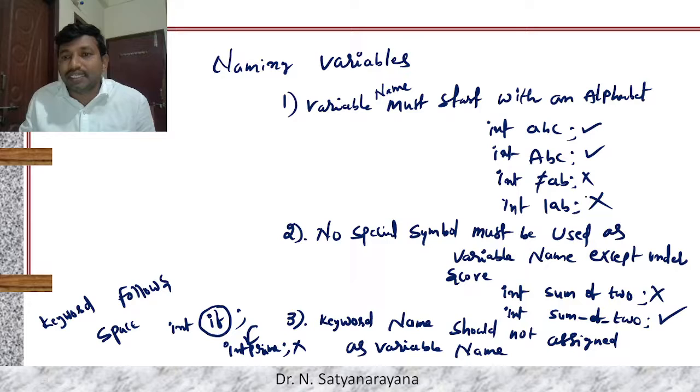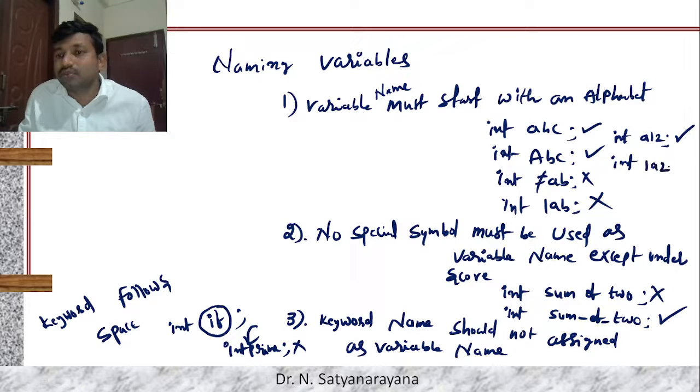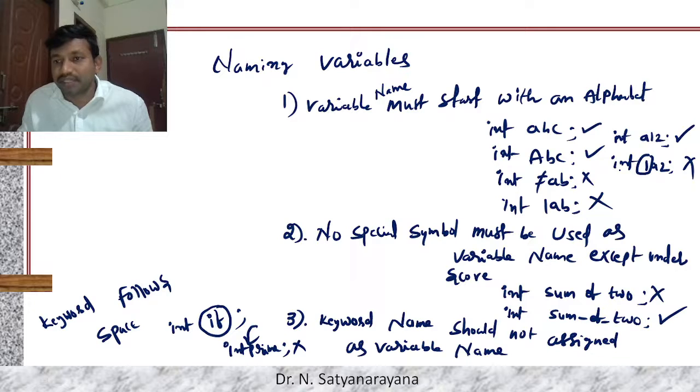Of course, numbers can be part of the name, but the variable name should not start with a number. What does it mean? Say int a12. It is okay. It is a variable name, but it cannot be int 1a2. It cannot be a variable name because a variable should start with an alphabet. Numbers can be part of the variable name, and no more special symbols are allowed except underscore. Underscore is accepted. Keyword names should not be assigned as variable names.